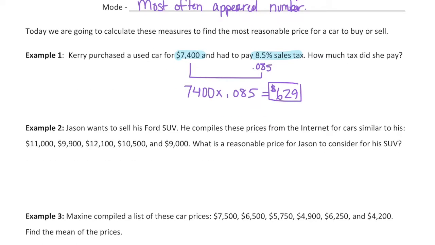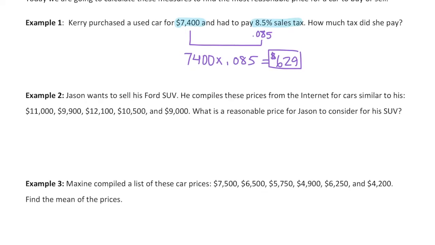So what we want to do is read the problem, obviously. This is Jason. He wants to sell his Ford SUV. He compiles a list of prices from the internet for similar cars to his. He's trying to figure out, what should I sell my car for? There's a bunch of different prices. So we look at the data. We see 11,000, 9,900, 12,100, 10,500, 9,000.